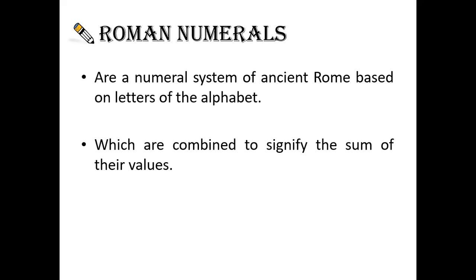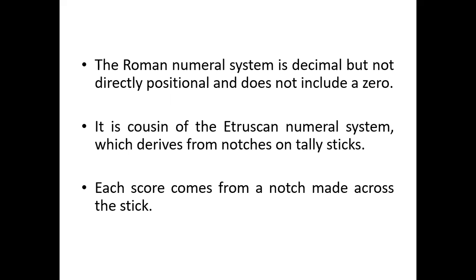So, you already know that Roman numerals are a numeral system of ancient Rome, and it is based on letters of the alphabet. These letters are combined together to signify the sum of their values. The Roman numeral system is decimal, but not directly positional, and does not include a zero. It is the far cousin of the Etruscan numeral system, which derives from notches or marks on tally sticks.